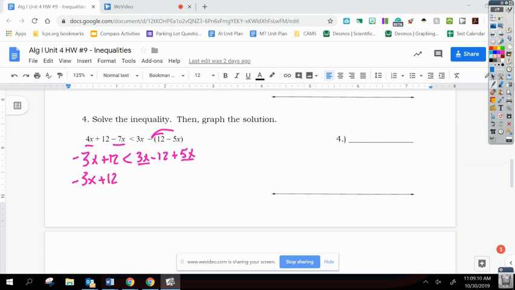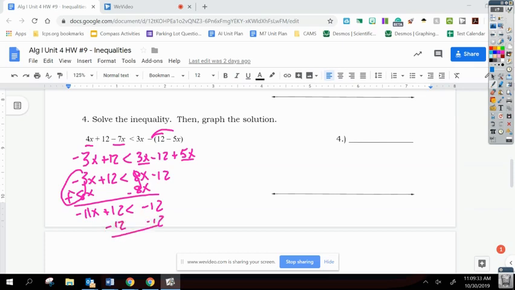Negative 3x plus 12 is less than 8x minus 12. Variables on both sides. Let's make things easy. Now let's make it hard. Minus 8x, minus 8x. Negative 11x plus 12 is less than negative 12. Once again, negative plus a negative, keep change, negative 11x. Minus 12, minus 12. We're working with negatives. Negative 11x is less than negative 24.